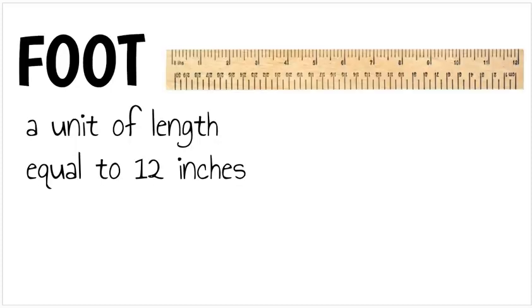Let's get started. The first word is foot. A foot is a unit of length equal to 12 inches. And here we see a ruler that is 1 foot long because a foot is a unit of length equal to 12 inches.